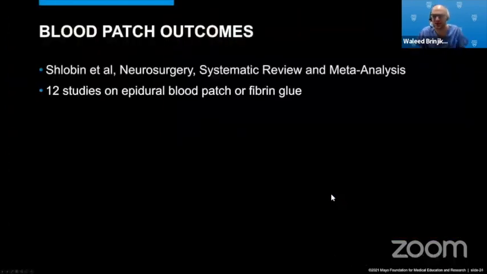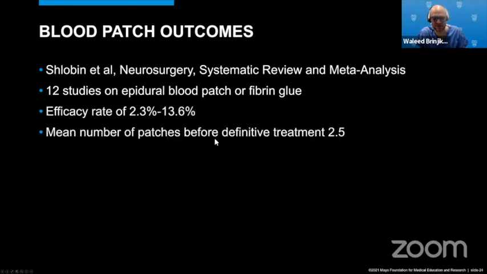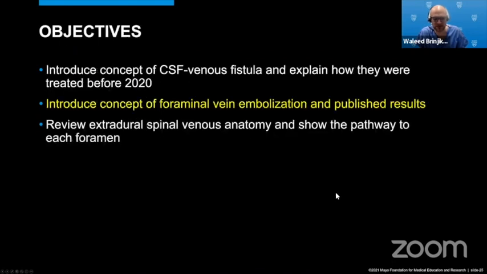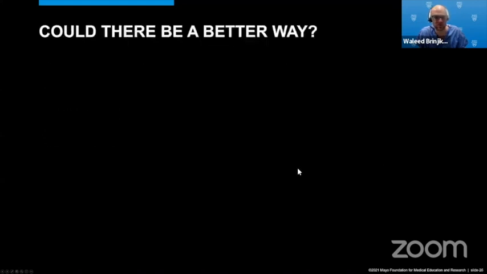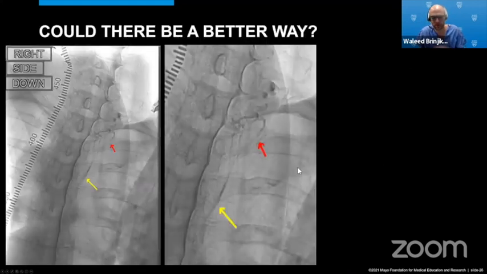Blood patch, as I talked to you about earlier, generally does not work for these patients. Efficacy rate is about 2.5 to 13%. A lot of patients require lots of blood patches. So I was wondering, could there be a better way?